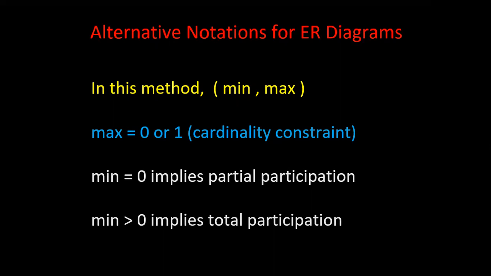This min-max method is used to represent participation constraints and cardinality constraints. Here, if the value of min is 0, it indicates partial participation, and if the value of min is greater than 0, it indicates total participation. And based on the value of max, we can specify cardinality constraints from 0 to n.